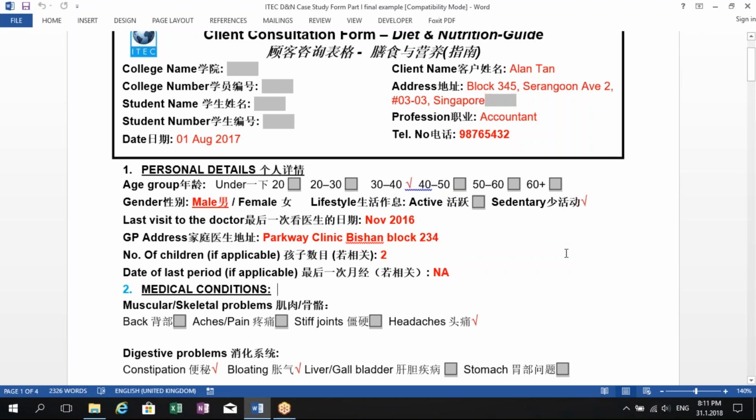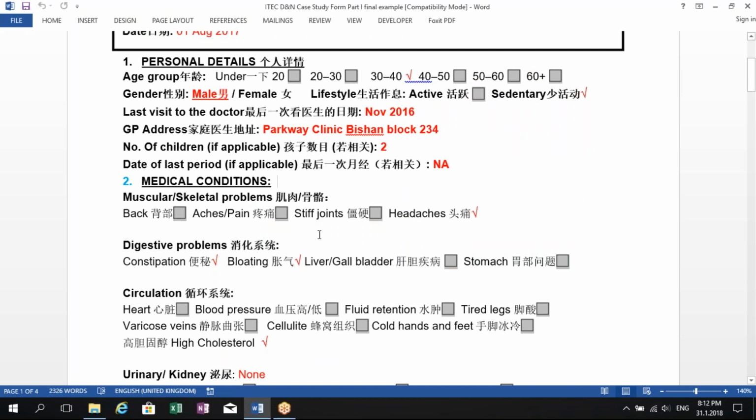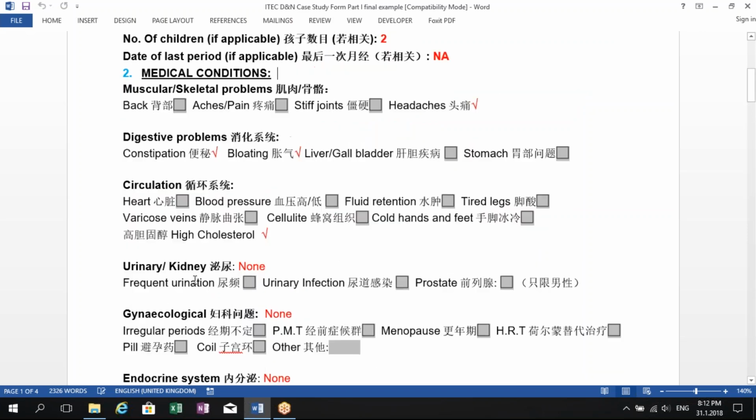Okay, so medical condition. Here we are checking whether there is any medical condition according to each body system. Again, for example, musculoskeletal problem, tick any applicable one only, don't put a cross. If the whole urinary system has no problem, so this Alan Tan doesn't have any urinary problem, then you put none.